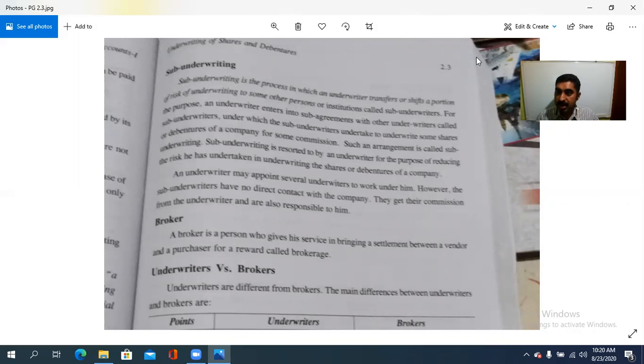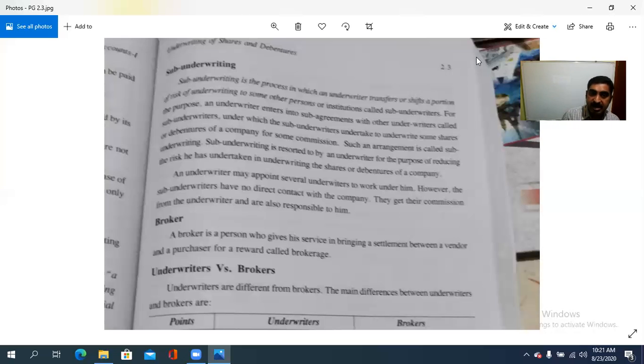The shares are undertaken by the underwriters, and some part is transferred to other persons or institutions that are called sub underwriters, and they agree to do the same work. They enter into an underwriting agreement between these two persons, so that the sub underwriters will get the underwriting commission from the main underwriter. So that is the case.